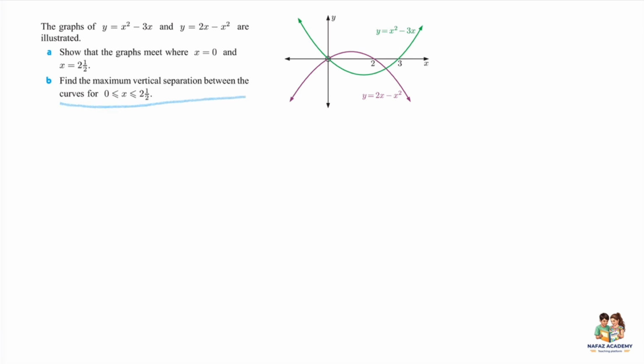Anyway, question B: find the maximum vertical separation between the curves from 0 to 2.5. For maximum vertical separation, we need to subtract the below equation from the above equation. Which one is the above equation? The pink one, right? Here is the pink one, it is the above equation, and the green one is below.